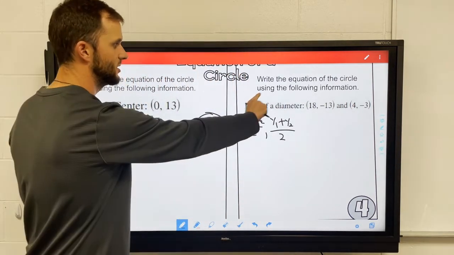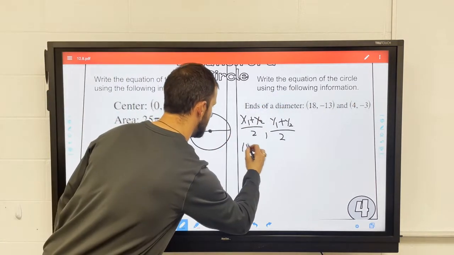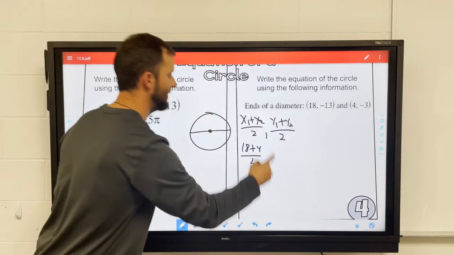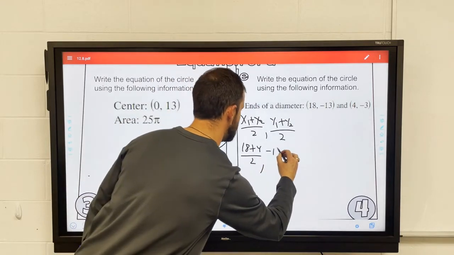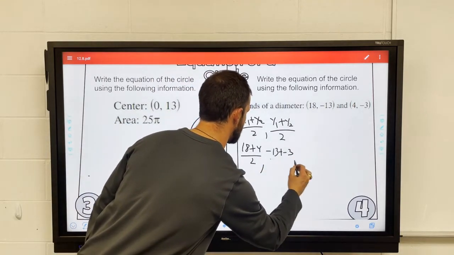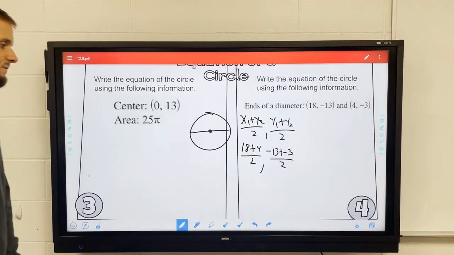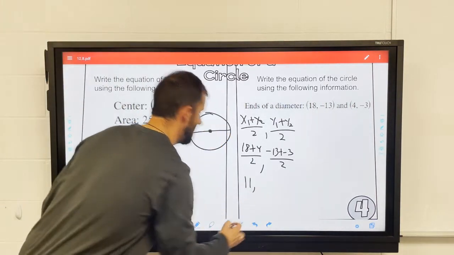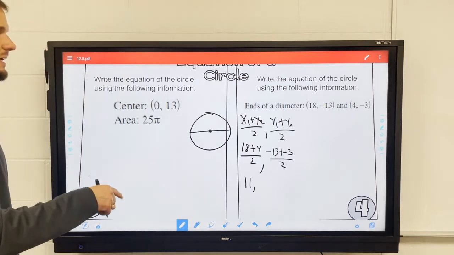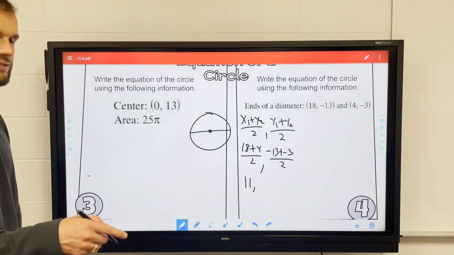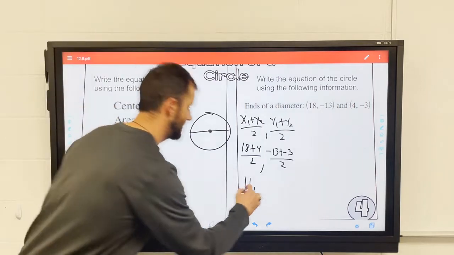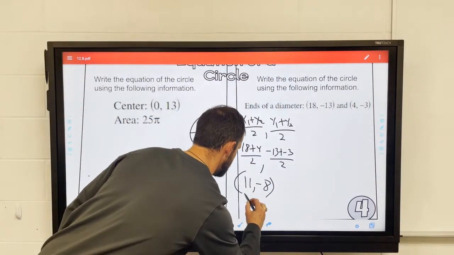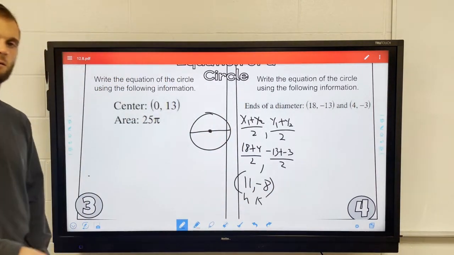Right now, the two x's are 18 and 4, and the two y's are negative 13 and negative 3. So 18 plus 4 is going to give me 22. 22 divided by 2 is going to be 11. Negative 13 plus negative 3 is going to be negative 16. Negative 16 divided by 2 is going to be negative 8. So, ladies and gentlemen, this is my h and k. I just found it, okay?